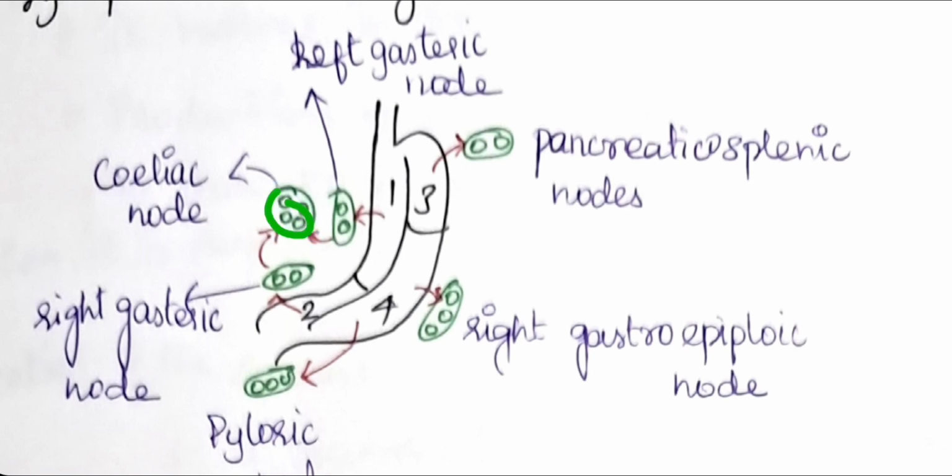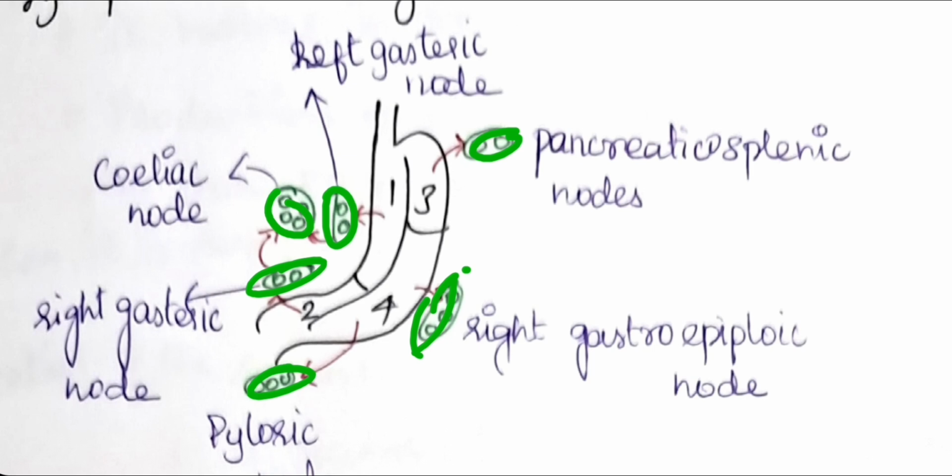celiac node. Around the celiac node there are 2: the left gastric node and the right gastric node. And around the stomach we have the pyloric node at the end, the right gastroepiploic node in the middle, and the pancreaticosplenic node. These are the nodes involved in the drainage of lymph around the stomach.